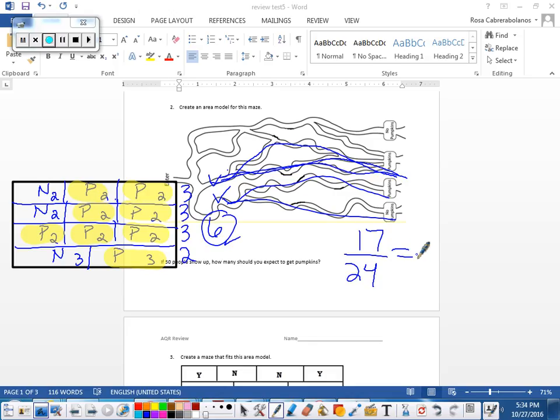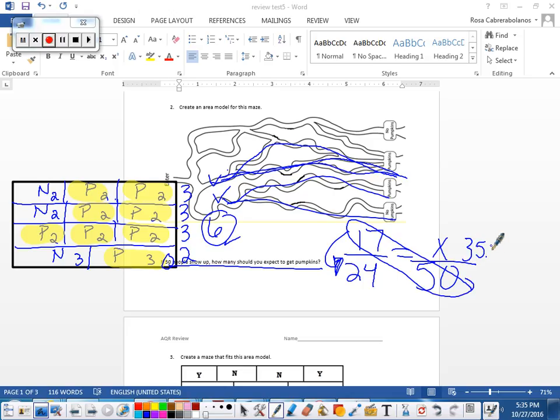And then I need to get 50 people that show up. 50 people showing up. How many pumpkins do you need for those 50 people? So I'm going to set a proportion up with the 50 on the bottom, and I'm looking for this. If I cross multiply and divide by 24, I get 35.41. So x equals 35.41.